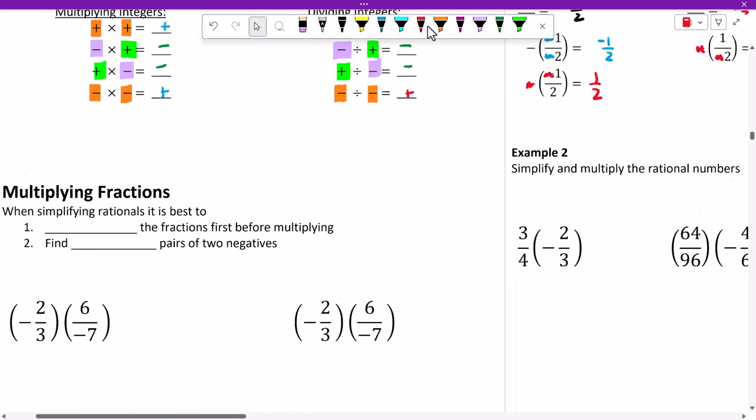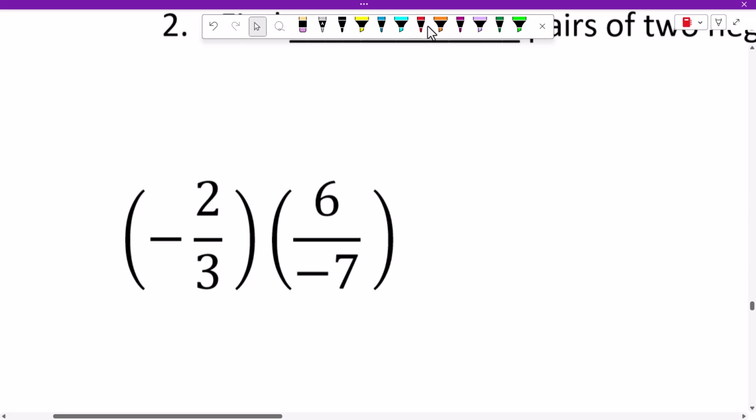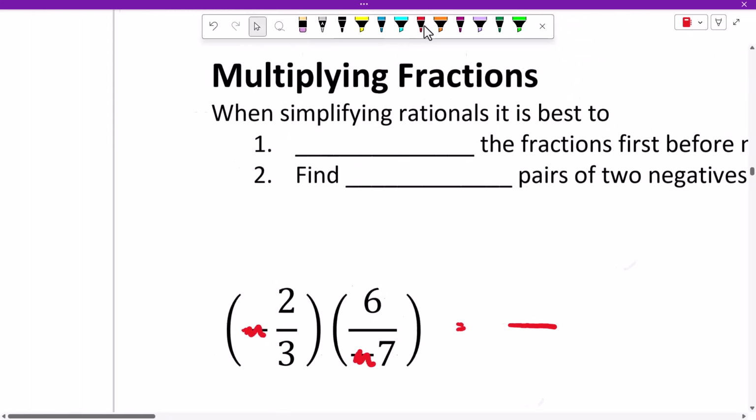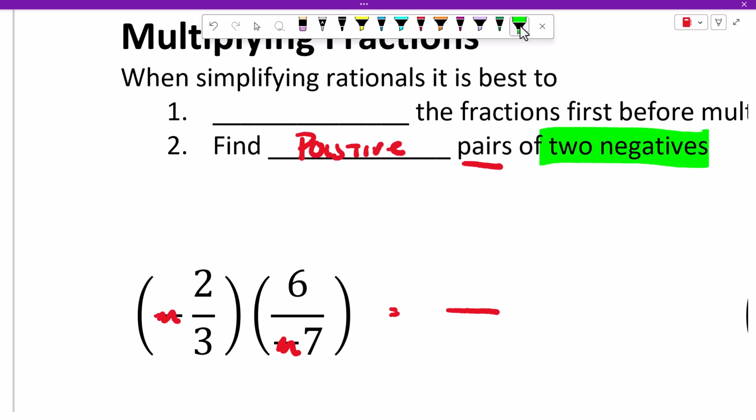So for example, on this question here, before we multiply these things, how many negative signs do we have? Two. They're going to cancel each other out, so our final answer is going to be positive. At the end, I'm not worrying about the sign. I've already decided in my mind that this is going to be a positive answer. So I know over here on step number 2, I said find the positive pairs with the negatives. I think you should do it right away. I think it makes it a little bit easier.